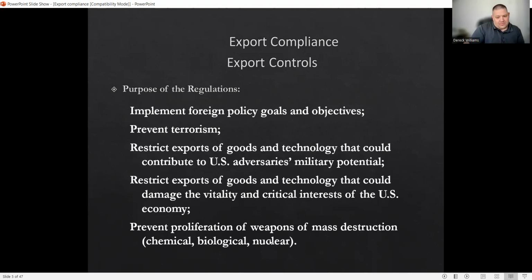And then we want to prevent the proliferation of weapons of mass destruction: chemical, biological, and nuclear. So things like uranium and plutonium are going to be export controlled. We're not going to just share those things freely.